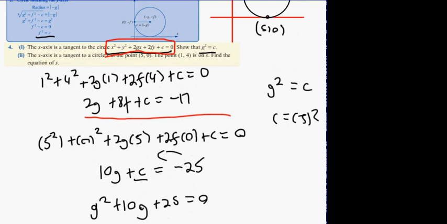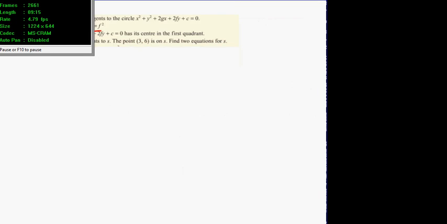Actually, where's the radius in that? So, question 7 part 3. It has a centre in the first quadrant. What does that mean, lads? What does centre in the first quadrant mean? Positive x, positive y. The x and y axes are both tangents, like a glove. And the point (3, 6) is on it, somewhere up here.